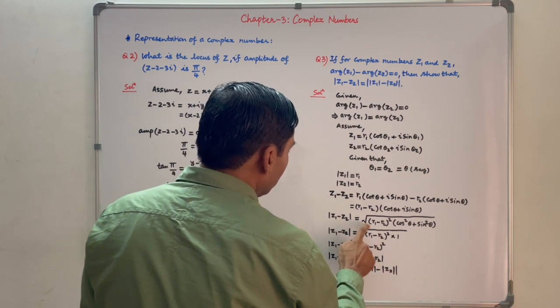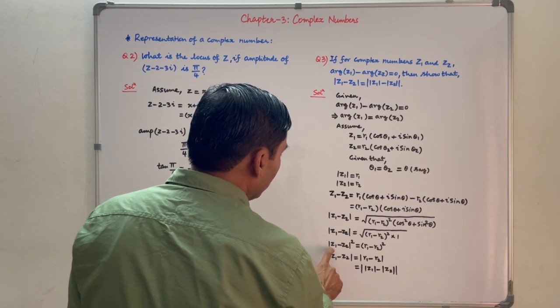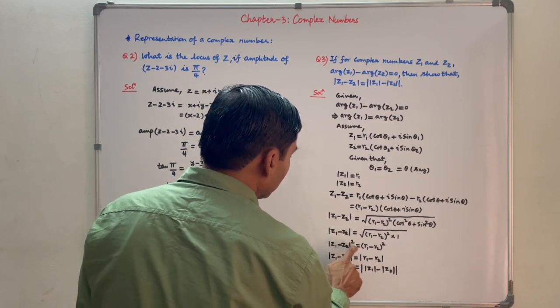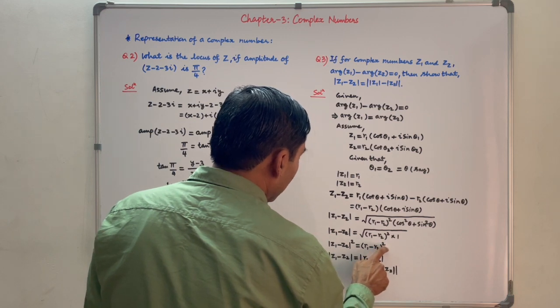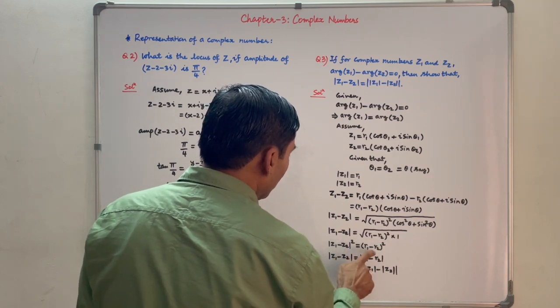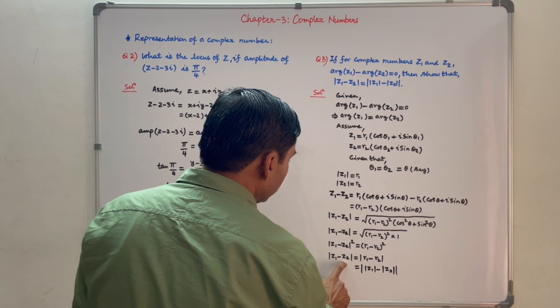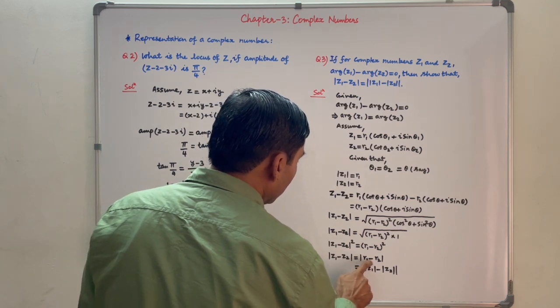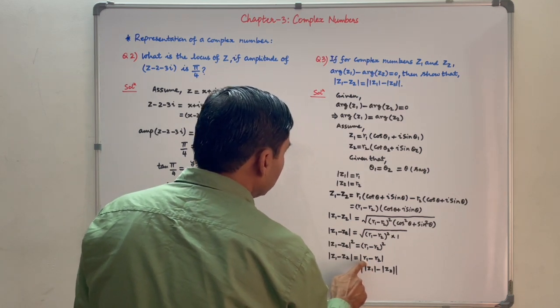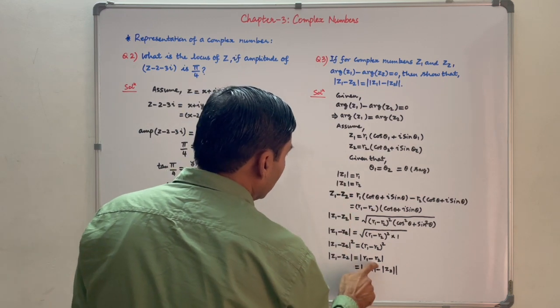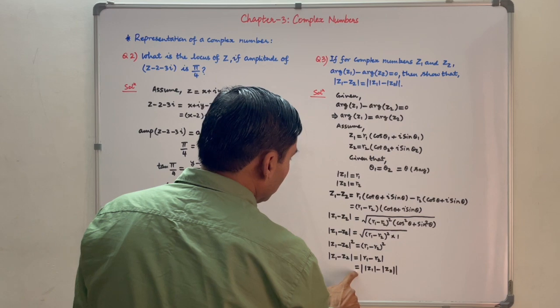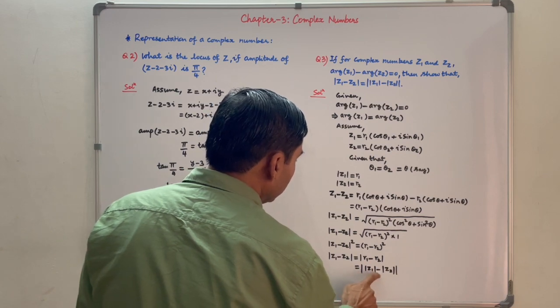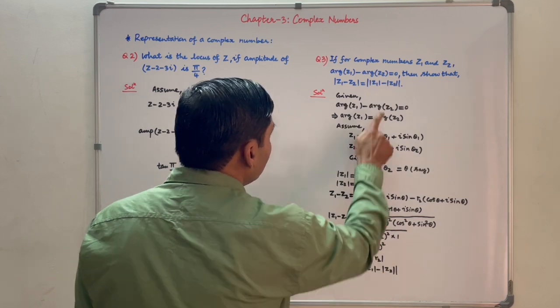Now we can square both the sides. So it will be mod of (z1 minus z2) whole square is equal to (r1 minus r2) whole square. Again we can take square root of both the sides. So mod of (z1 minus z2) is equal to mod of (r1 minus r2). r1 is equal to mod z1 and r2 is equal to mod z2. So mod of (z1 minus z2) is equal to mod of (mod z1 minus mod z2), which we had to prove.